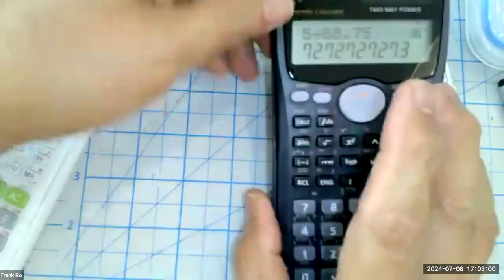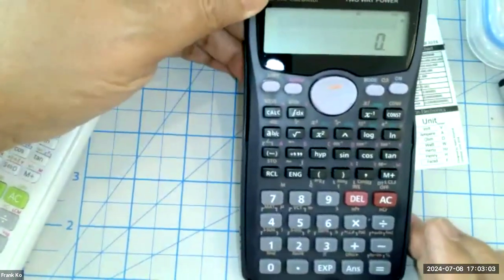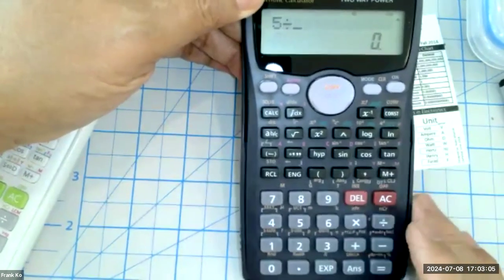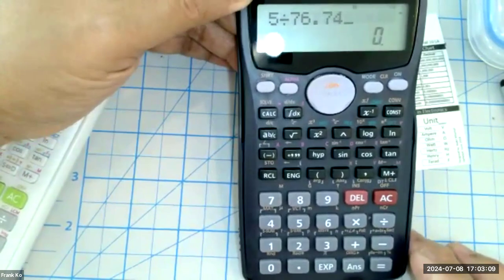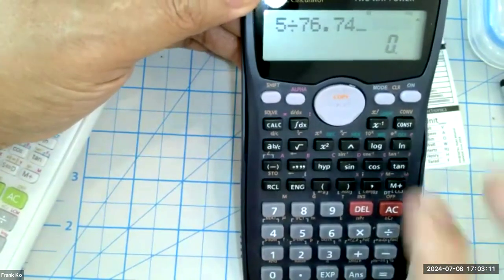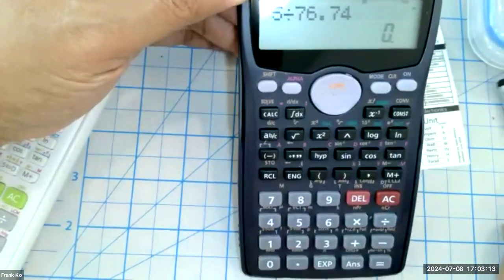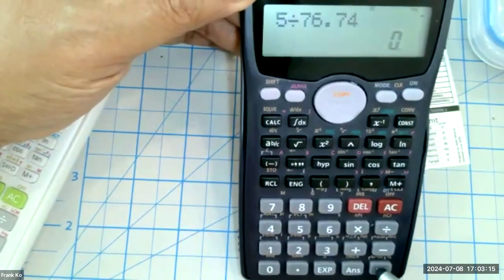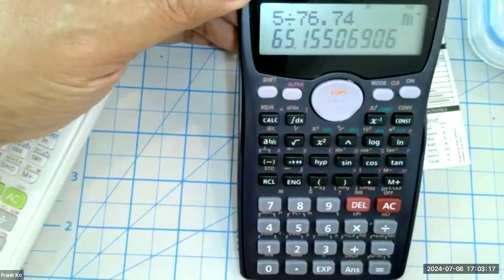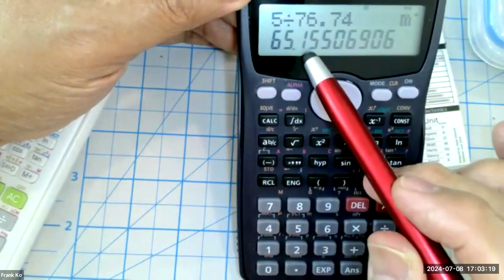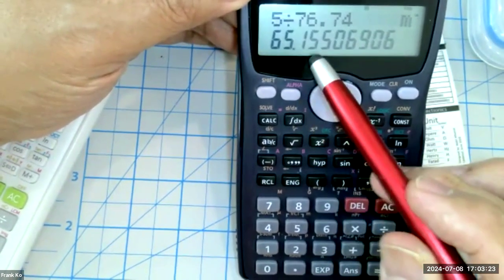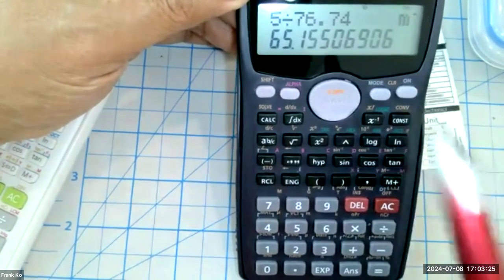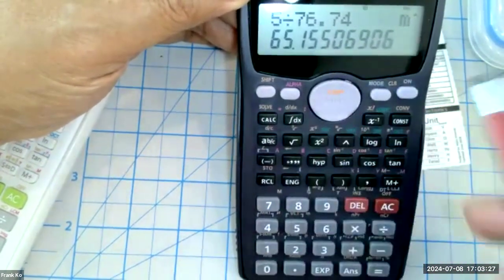All right, let's go ahead and do the second calculation. We're going to take our 5 volts and divide by the 76.74 ohms. So double check that I've entered it correctly. So I have 5 divided by 76.74 and hit equals. And this one gives me 65.16. This is how I will round this off, 65.16 milliamps. Write that down. Hopefully you've got the same number.